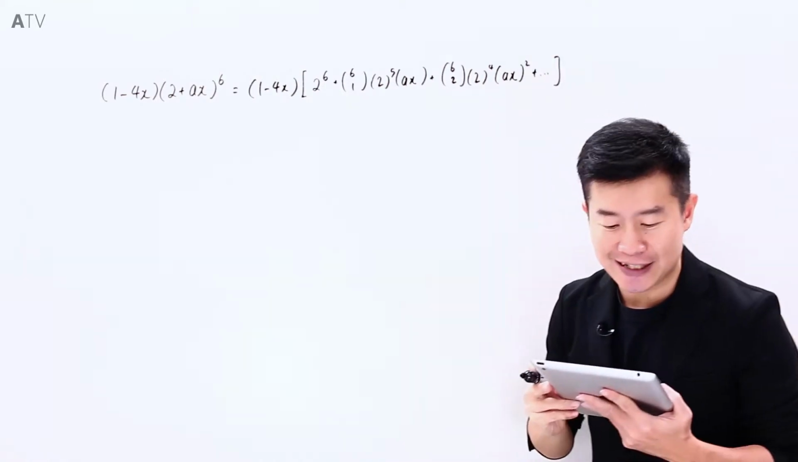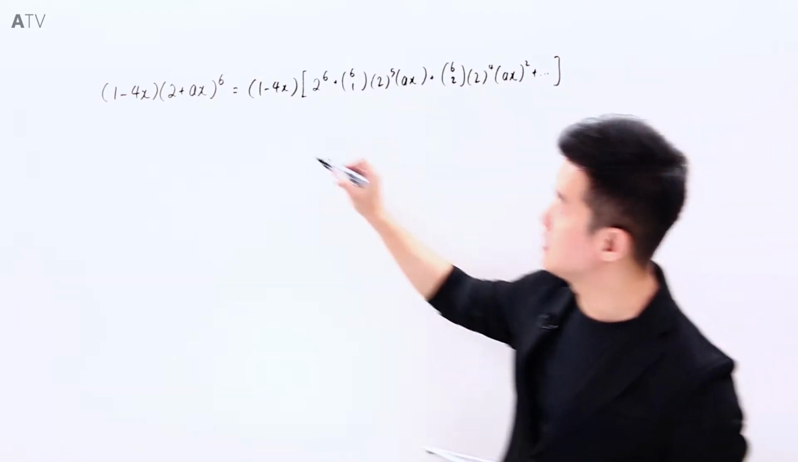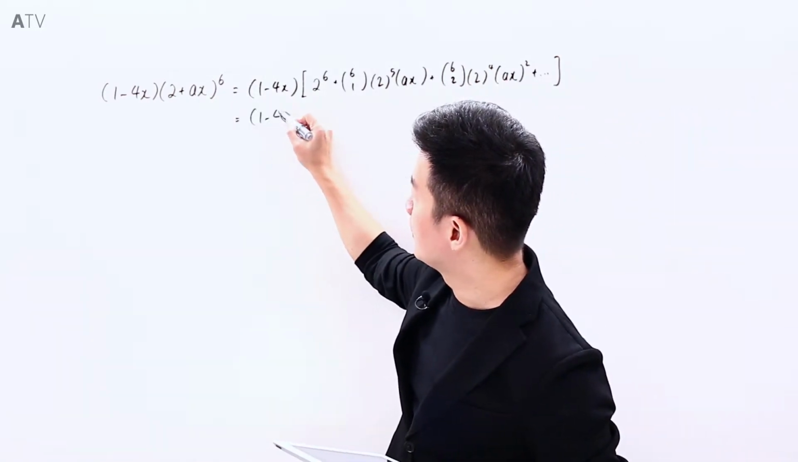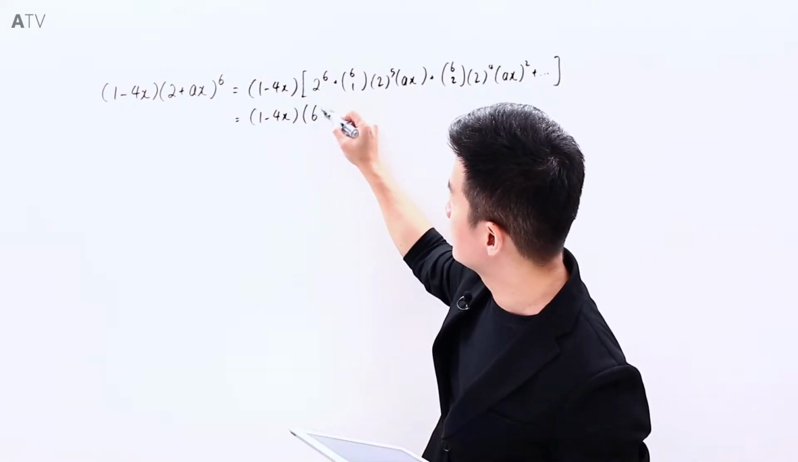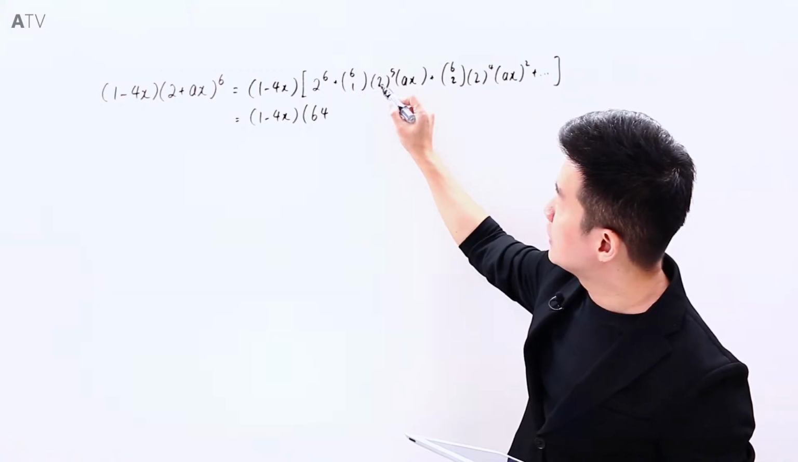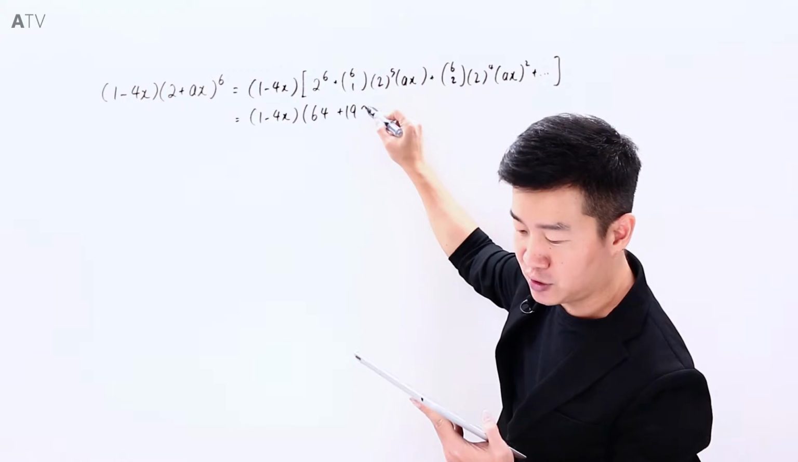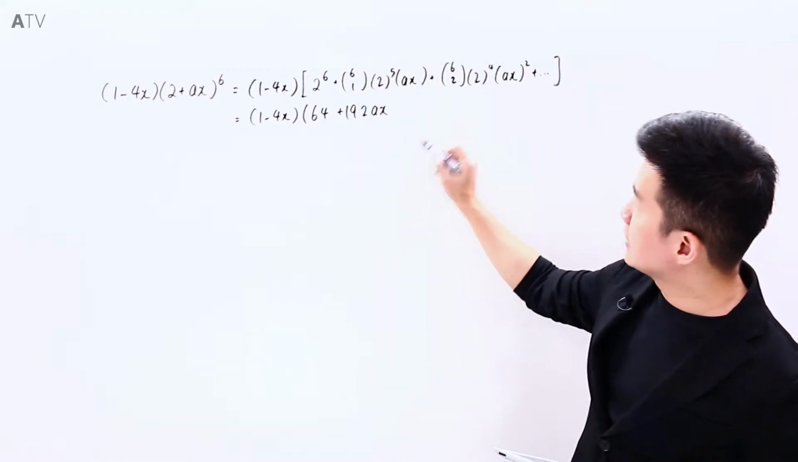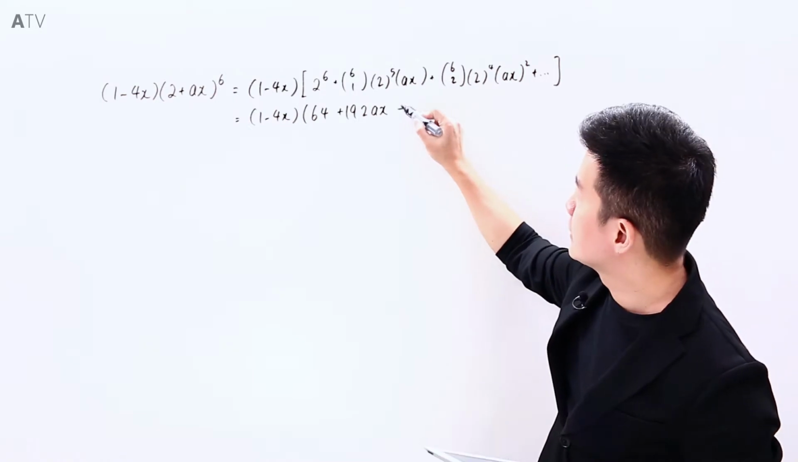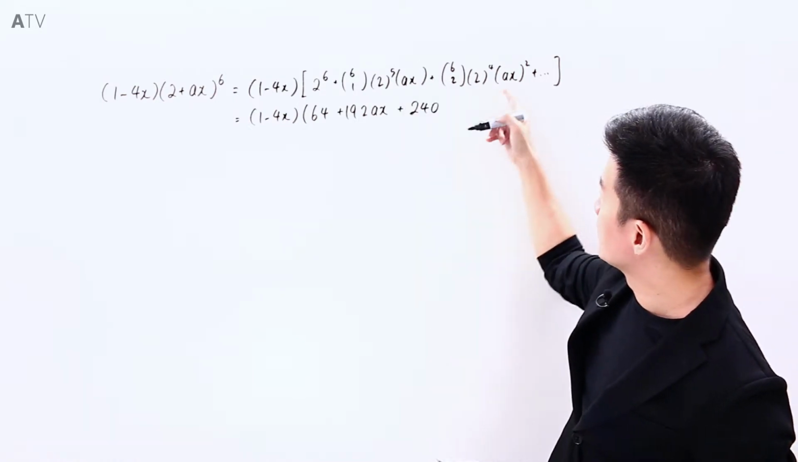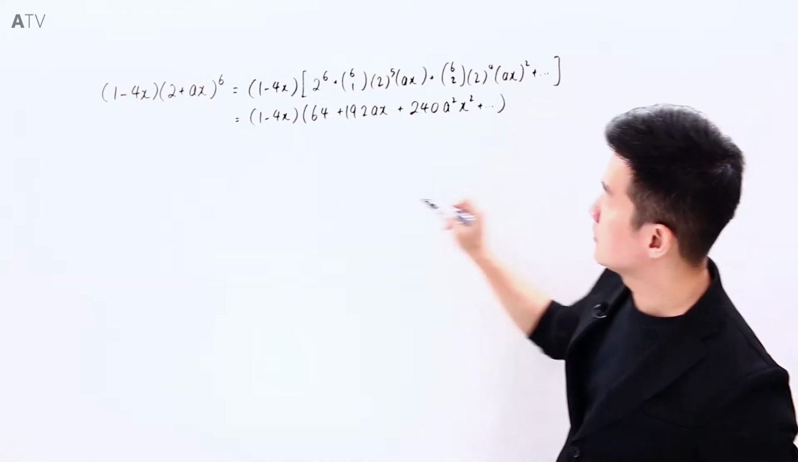Since we need just the first 3 terms of the expansion, I'm going to keep this to just the first 3 terms. And this will be 1 minus 4x multiplied by 2 to the power of 6, this is 64. And 6 choose 1 times 2 to the power of 5 is going to be equal to 192, then ax. Then 6 choose 2 times 2 to the power of 4 gives me 240. Then I will have a squared, x squared, and so on.